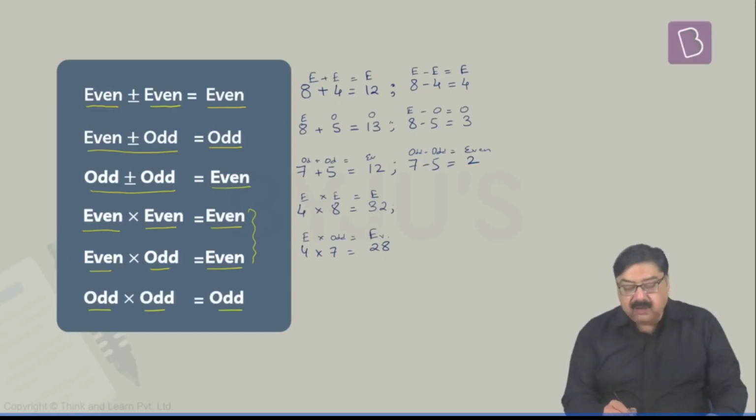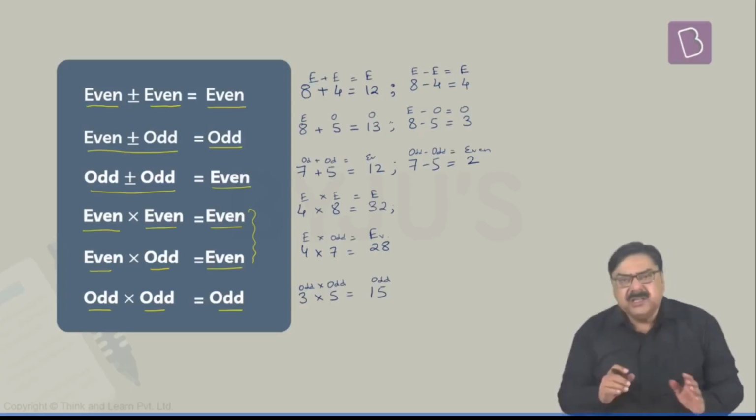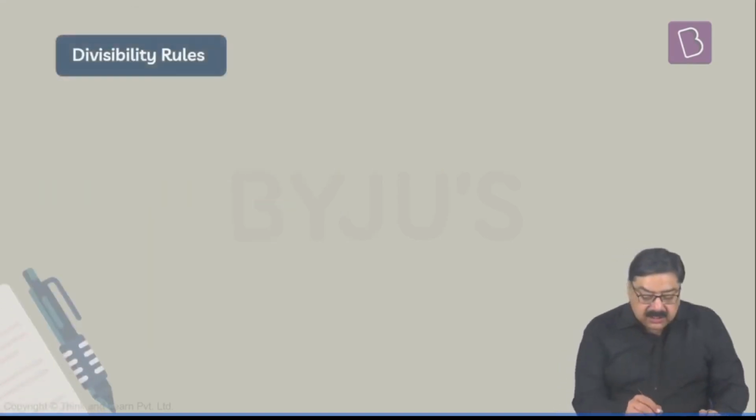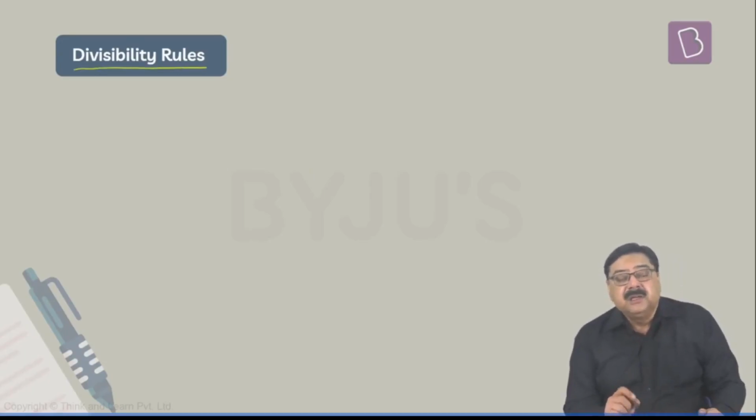Odd into odd will always be odd. So, an odd number 3 when multiplied with another odd number 5 shall give us 15, which is again an odd number. So, these are all root basics which you have learned in elementary classes, in fact. Now, let's talk about an important aspect here, that is divisibility rules. Some part of that I have already mentioned while calculating prime numbers from 101 to 200.